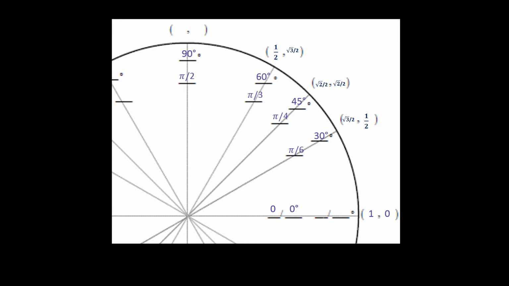The angle on the y-axis is 90 degrees or pi over 2 radians. The x value is 0 because it does not move horizontally, and the y value is 1 because that is the radius of the circle.